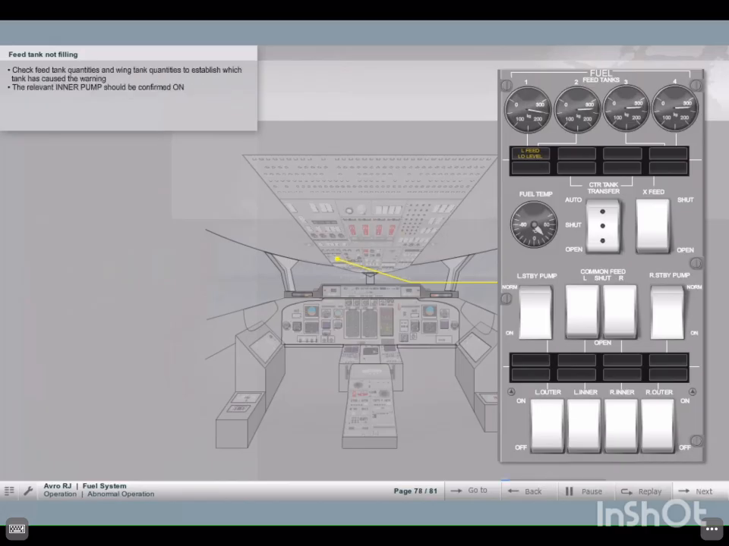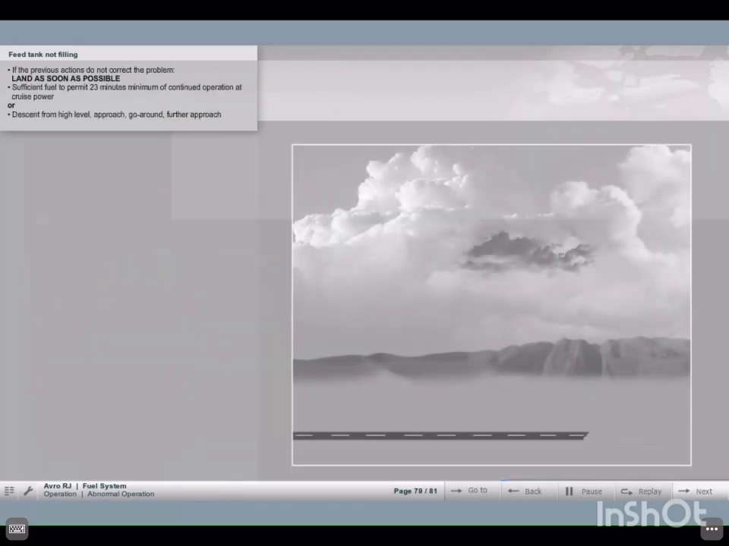The feed tank quantities and wing tank quantities are then checked to establish which tank has caused the warning. The relevant inner pump should be confirmed on unless it has previously failed. If the previous actions do not correct the problem, land as soon as possible. On the affected side, only the fuel in the feed tanks can be relied upon.